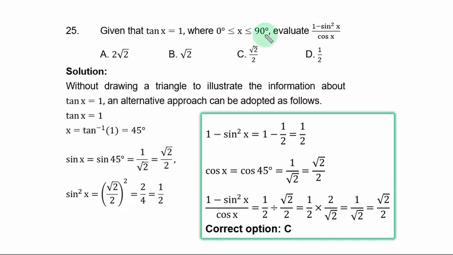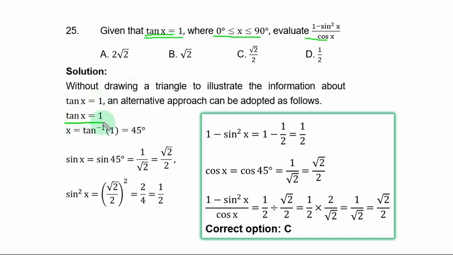Question 25. Given that tan s is equal to 1, where 0 degrees ≤ s ≤ 90 degrees, evaluate (1 − sin² s) over cos s. Solution. Before now, anytime we are faced with problems like this, we always draw a triangle to illustrate the information so that we can get other ratios. Because tan s is equal to 1, we may not have to do that, but let's do it this way.